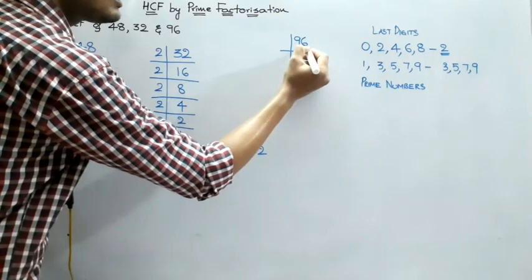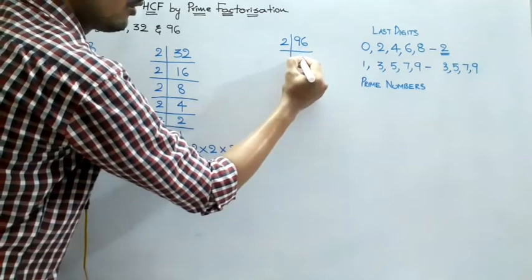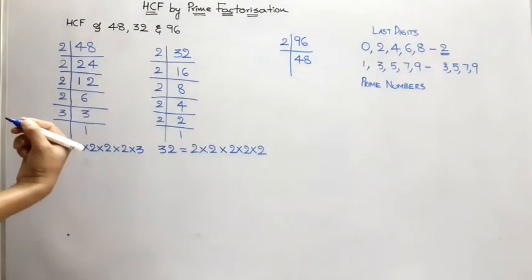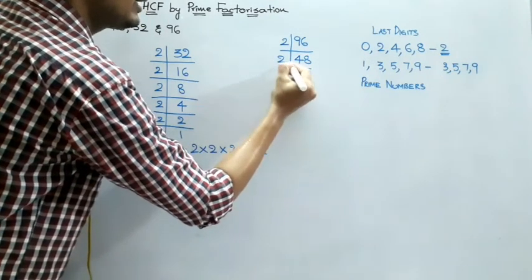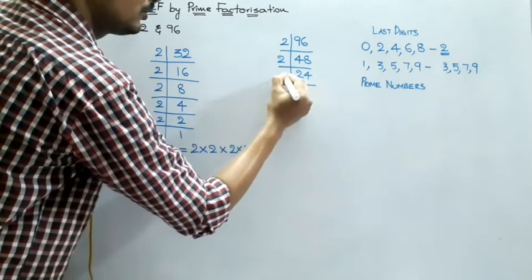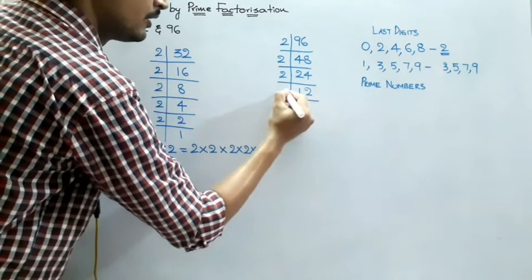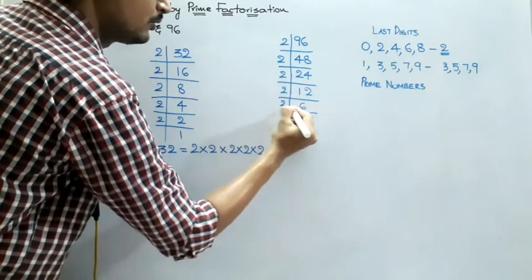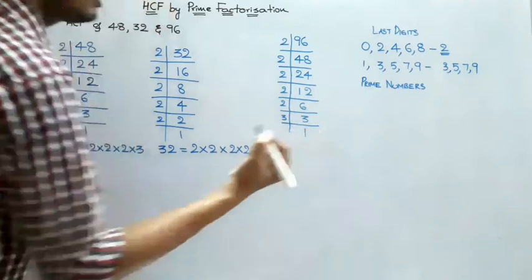Look, the last digit is 6, so the first group, 2. 2 48s are 96. Next, 2 24s are 48. 2 12s are 24. Again, 2 6s are 12. Again, 2 3s are 6, and lastly 3 1s are 3.